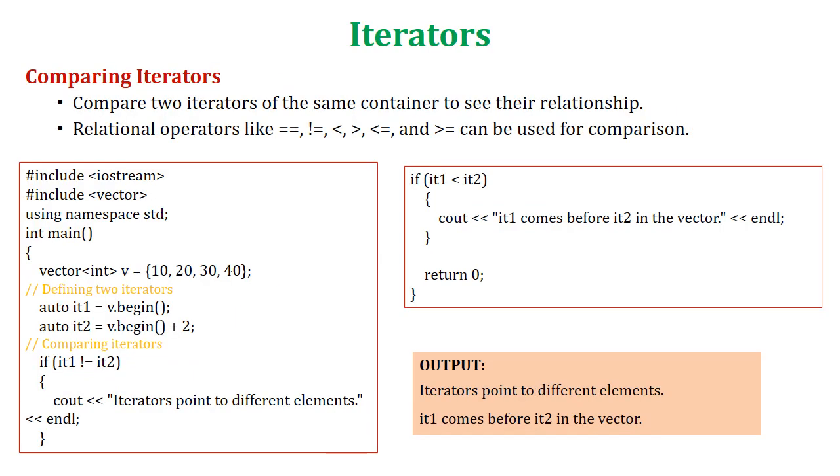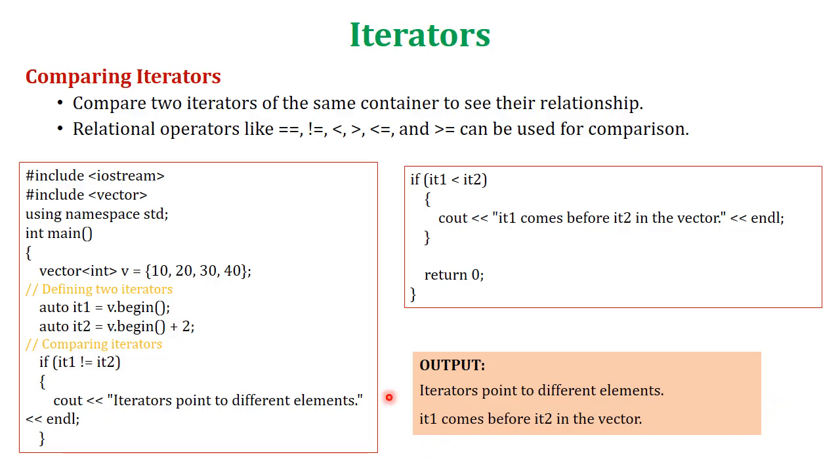The next one is comparing iterators. It will compare two iterators of the same container to see their relationship. There are different types of relationship: equal, not equal, less than, greater than, less than or equal, or greater than or equal. So we can use anything here.